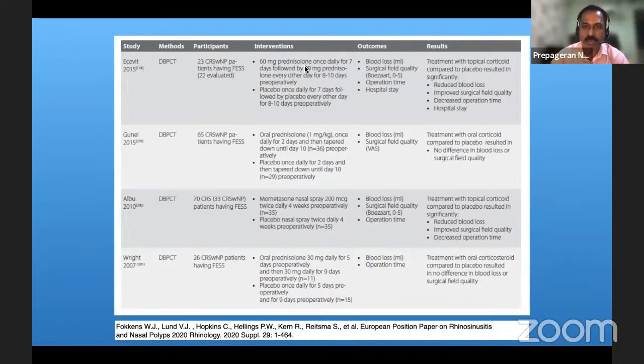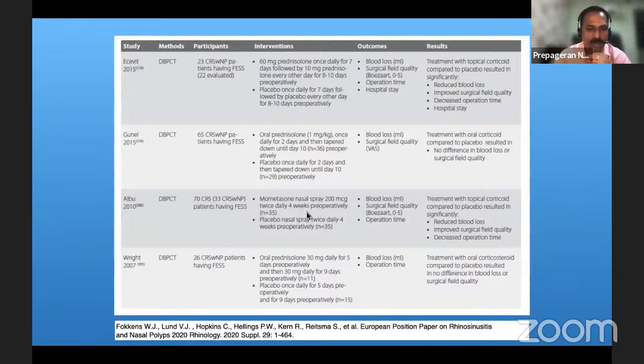Look at another paper, 2015 again. This time, these are all patients with nasal polyps. 60 milligrams daily for 7 days. That means a loading dose of 7 days. Then they brought down to 10 milligrams of prednisolone every other day for 8 to 10 days. Identical placebo for 7 days, and placebo for 8 to 10 days. Again, they compared blood loss, surgical field, operation time, hospital stay. The results were quite impressive: reduced blood loss, improved surgical field, decreased operation time, and shorter hospital stay.